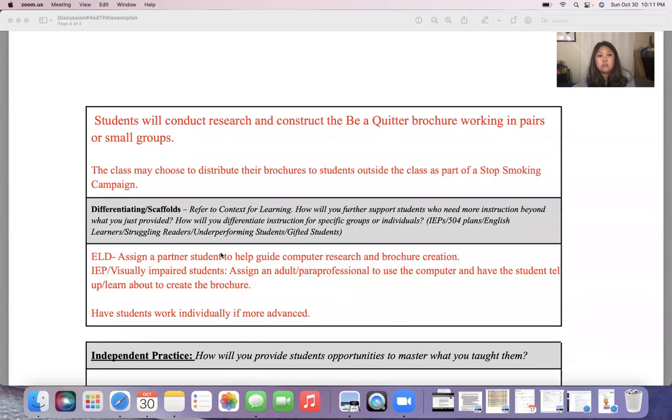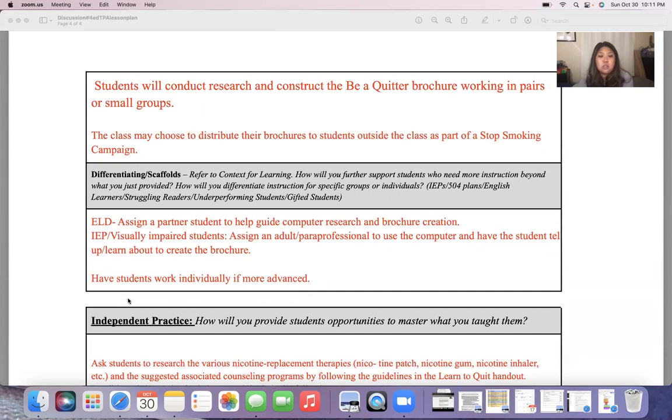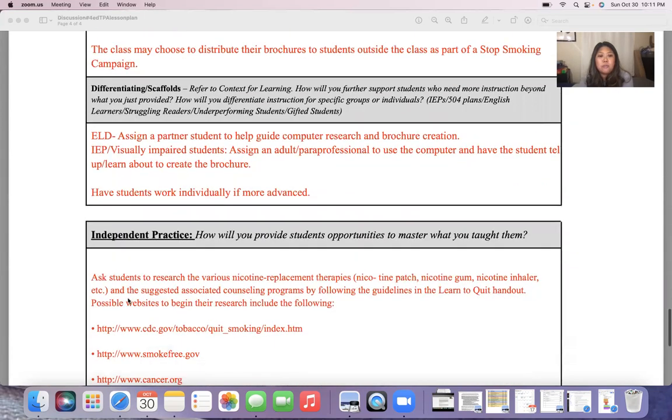And then some differentiating scaffolds for our guided practice. We have some accommodations for our ELD students and our IEP students. And if they would like to work individually, they can do so as well.